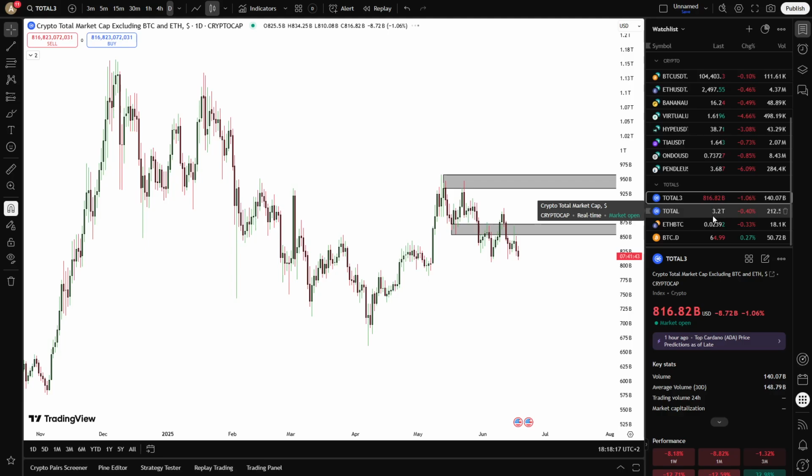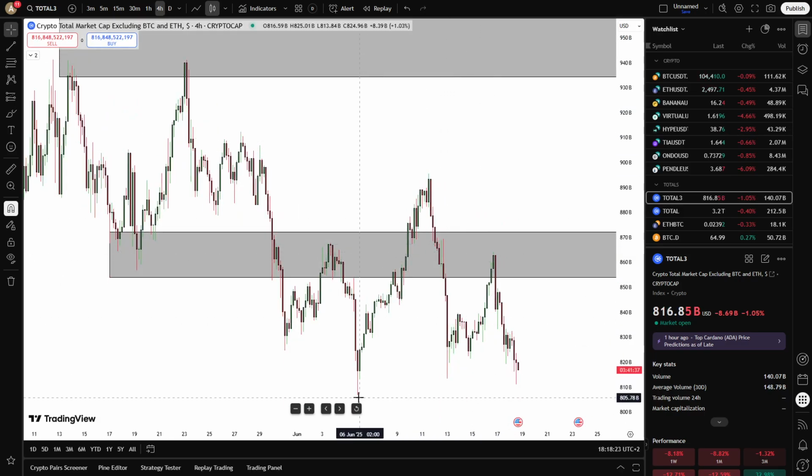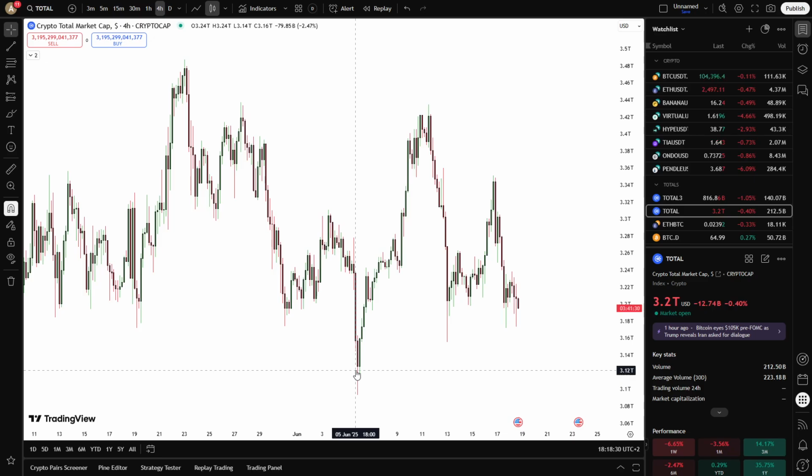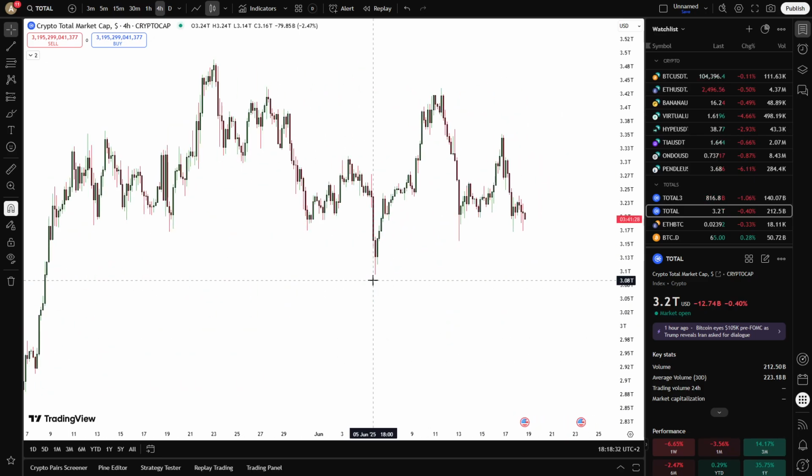Where we now have the total free, yeah, it just doesn't look that perfect. But like I stated, this is the low we want to see hold, otherwise just expect more bleed. For the total one itself, it looks a lot better.